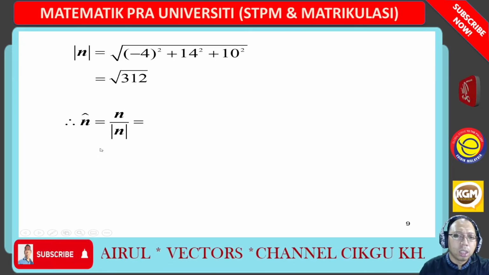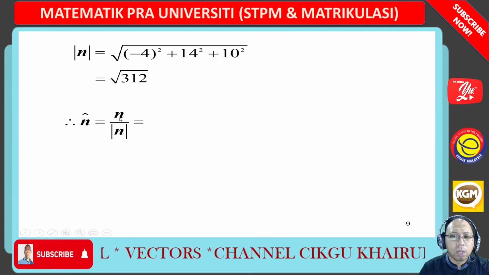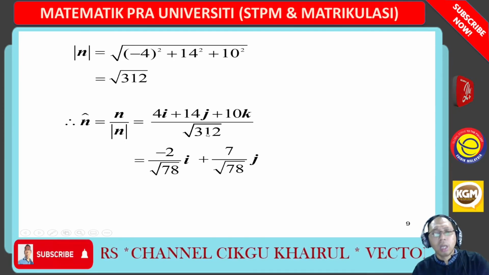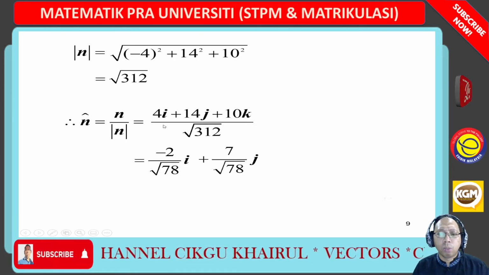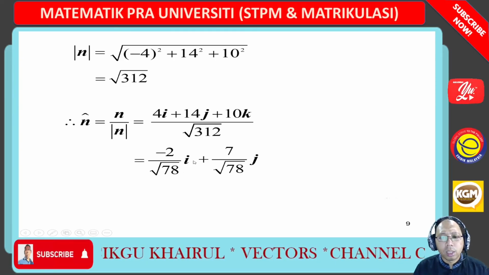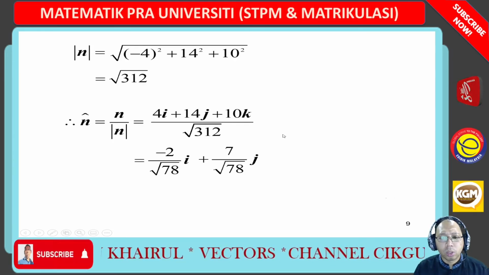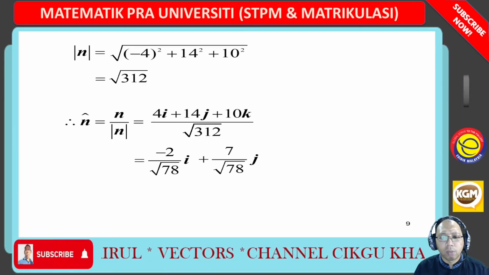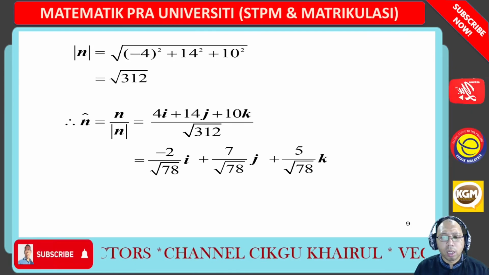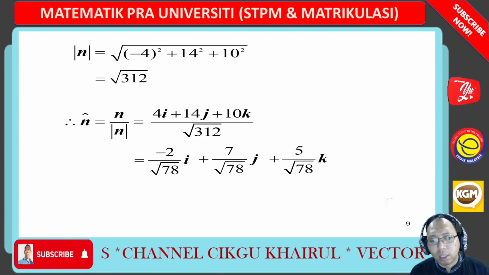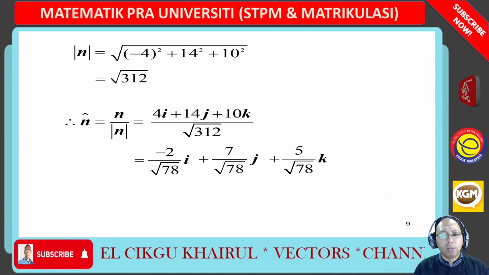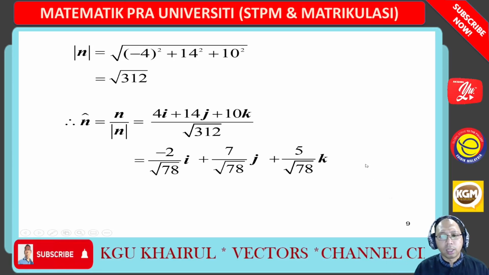Therefore, the unit normal vector: the vector itself, negative 4i plus 14j plus 10k, divided by square root 312, the magnitude of vector n or normal vector. Then we split according to the components. So negative 2 over square root 78 i plus 7 over square root 78 j plus 5 over square root 78 k. So this is what we call the unit vector for normal, or unit normal vector.